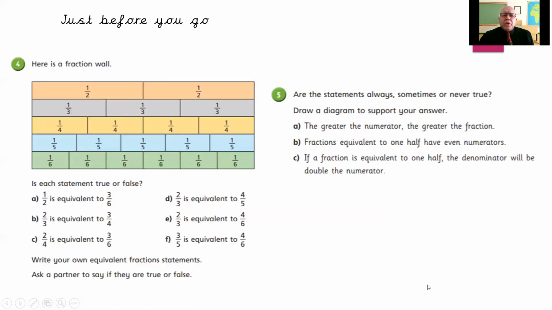Right. Here's your questions. In a moment, I'll ask you to pause and have a go. Number 4, here's a fraction wall. True or false? Are these fractions equivalent to each other? So check using the fraction wall. And then write your own equivalent fractions. And ask someone in the house, I know you don't have a partner necessarily, to see if they understand whether they're true or false. And then on number 5, are these statements always, sometimes, or never true? And if you can draw a diagram to support and explain your answer, that will be fabulous. Okay, so pause the video, have a go.